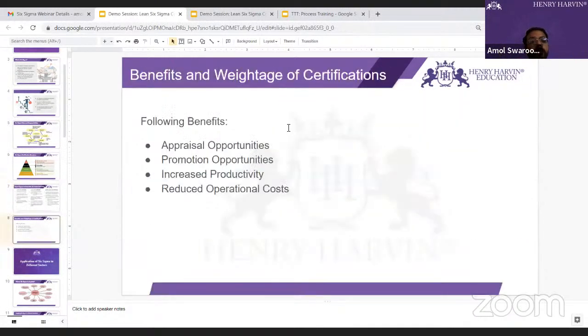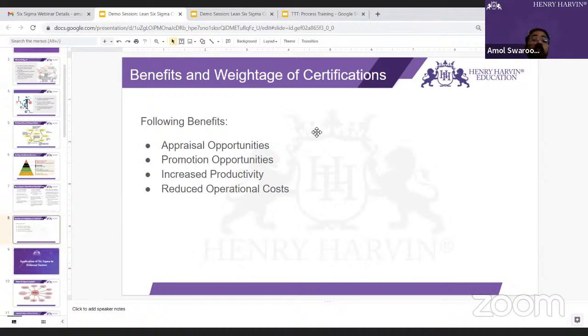Right, now the benefits and weightage of certification. What are the benefits you'll get once you gain the certification? First, which I already told you right at the beginning of the session: certainly don't believe whatever I'm saying. You are all on the LinkedIn platform, I'm completely sure about it. What you can do is go to LinkedIn and type continuous improvement jobs, Lean Six Sigma jobs. Thousands of jobs are there across the globe for Lean Six Sigma experts.